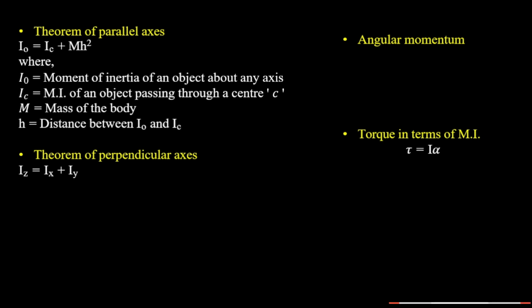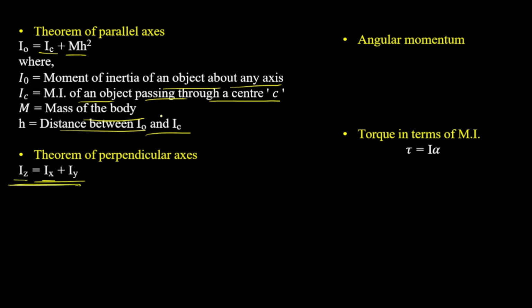Theorem of parallel axis: I naught is equal to I C plus M h square. I naught is the moment of inertia of an object about any axis, and I C is the moment of inertia of the object about an axis passing through the center C. M is the mass of the body, and h is the distance between the two axes. Theorem of perpendicular axis: I Z is equal to I X plus I Y.